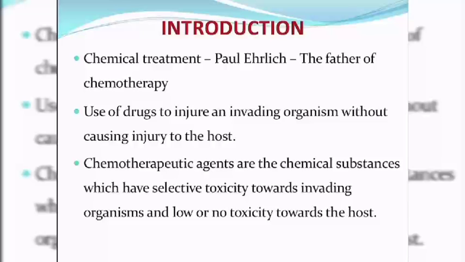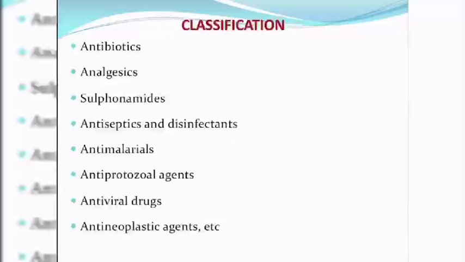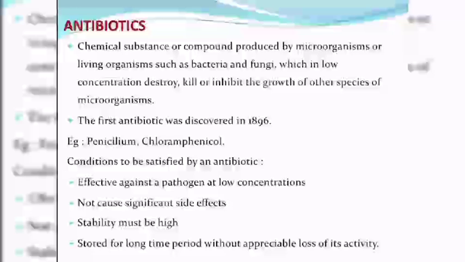The chemotherapeutic agents or the drugs used in the treatment of various infectious diseases are classified as follows: antibiotics, analgesics, sulphonamides, antiseptics and disinfectants, antimalarials, antiprotozoal agents, antiviral drugs, antineoplastic agents, etc. In this way we are going to classify the chemotherapeutic agents as they are used for the treatment of various infectious diseases. Now let us understand one by one.